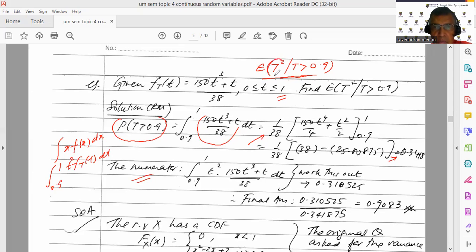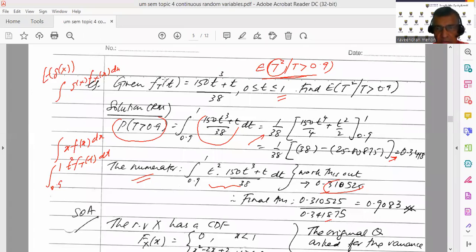Remember, the expected value of g of x is just the integral of g of x f(x) dx. Same idea, now it's t squared. Be careful, the limits go from 0.9 to 1 because that's the condition. Work this integral out, you'll get a number, and then divide by the number you had earlier from the probability, and you'll get 0.9083. Good. Now let's move on.